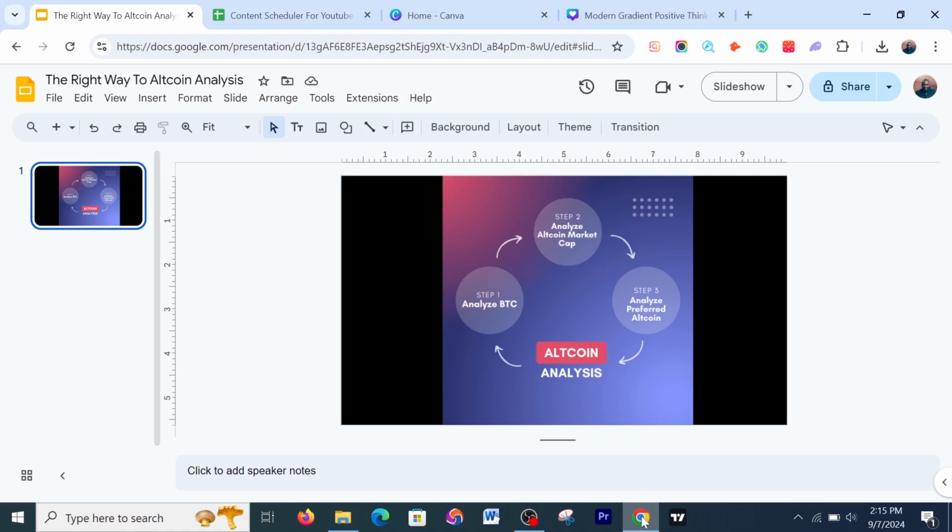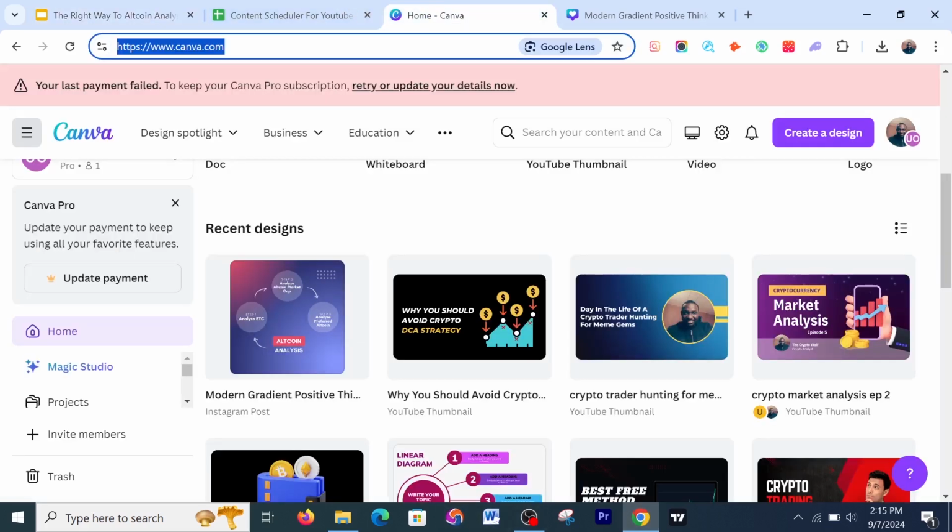Step one, you analyze BTC. Step two, you analyze altcoin market cap. Then step three, you analyze your preferred altcoin, so that you don't get caught up in a sell-off, and at the end of the day you will lose a lot of money. So if you're ready, let us check the practical aspect of things.